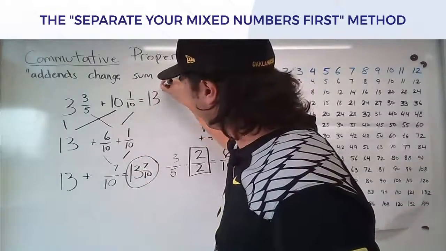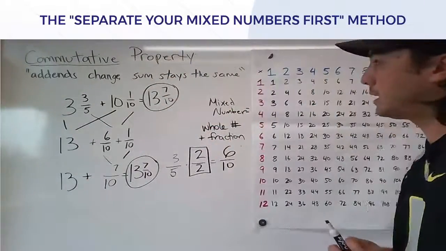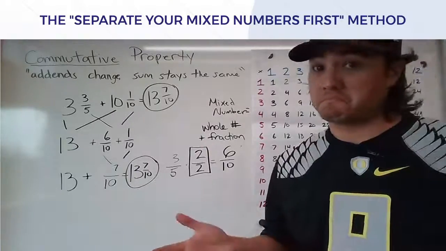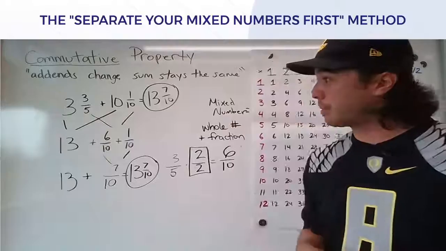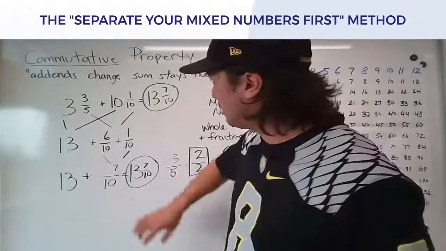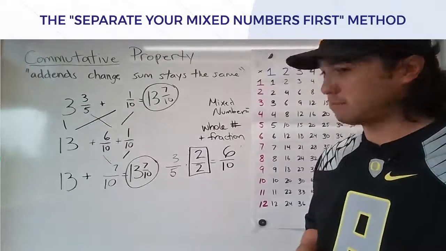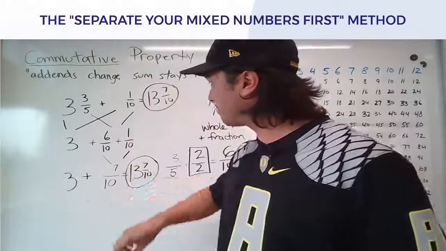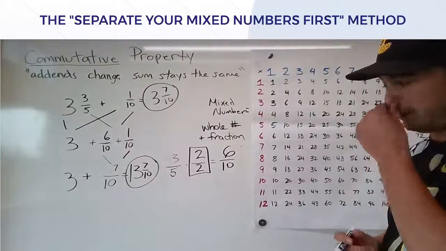I'm going to rewrite it back up here with the original problem. So then we end up with 3 3/5 plus 10 1/10 equals 13 7/10. Okay. So remember, separate out your whole numbers from your fractions. If you only have a mixed number with one of them, that's fine. Like, let's say this wasn't 10 1/10, this was just 1/10, right? All we do is we still separate out our whole numbers, but we only have one of them. So we'd end up with 3 7/10.